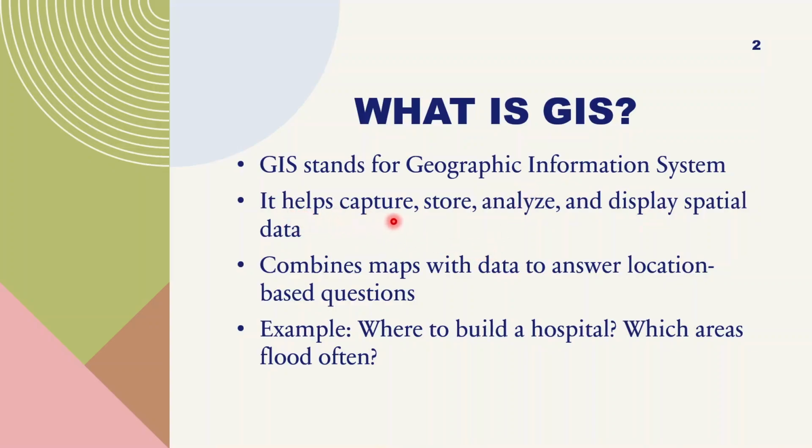So what does GIS do? It helps capture, store, analyze, and display spatial data. When you talk about spatial data, you're talking about fixed positions on the earth. Though the earth is rotating, the positions are not moving. Where your house is built is not changing. Where the road is constructed is not changing. The earth is not rotating and leaving the road behind, it's moving with the road. So spatial data means fixed locations, positions on the earth.